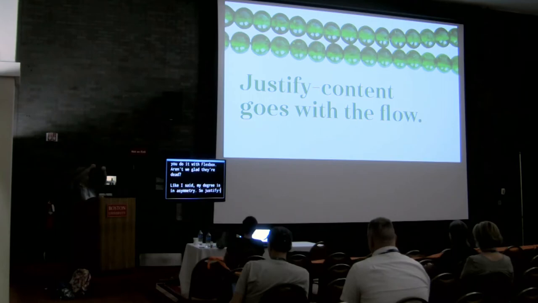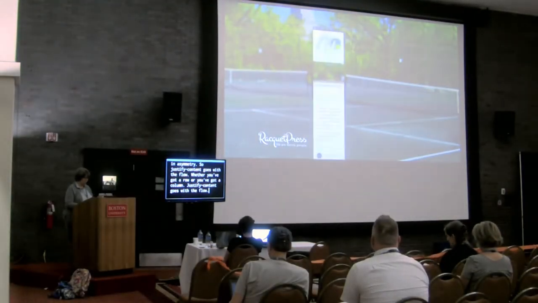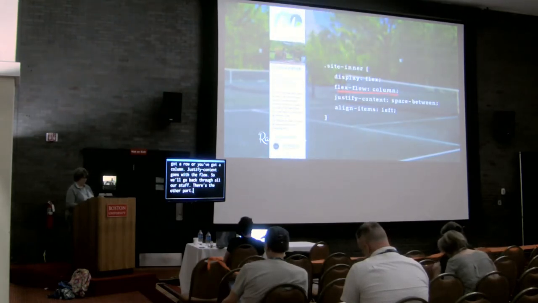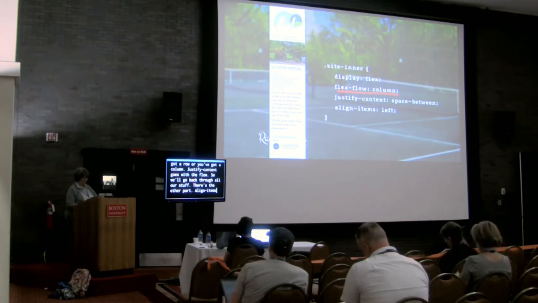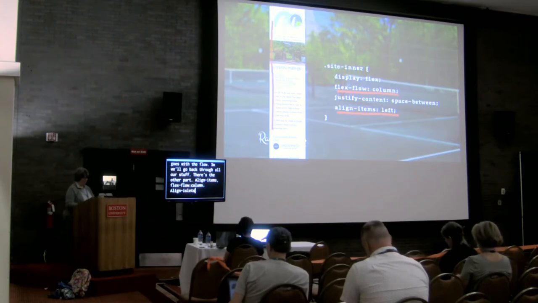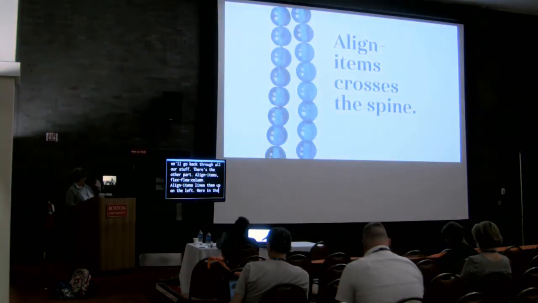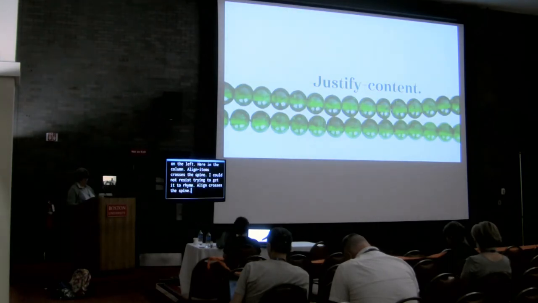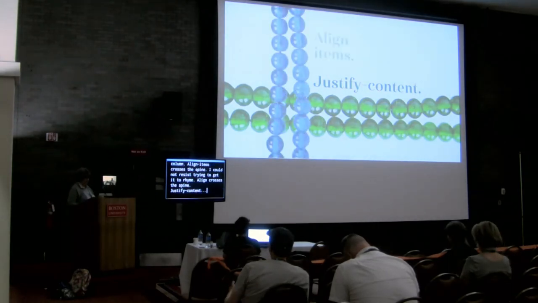So justify content goes with the flow. Whether you've got a row or you've got a column, justify content goes with the flow. We'll go back through all our stuff. The other part is align items. Flex flow column, align items lines them up on the left here in the column. Align items crosses the spine. I could not resist trying to get it to rhyme. Align crosses the spine. Justify content. Align items.